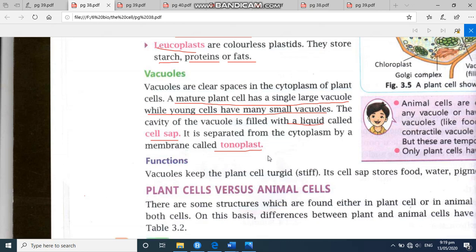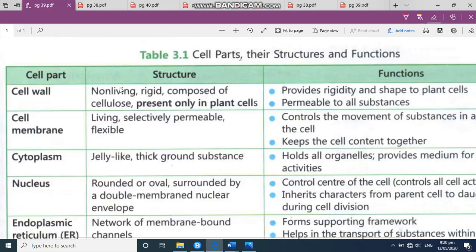And what is the function of the vacuoles? The function of the vacuole is to make the plant turgid, stiff. Its cell sap stores food, water and pigment. Now let's move to the next page, and this is a table with all the different parts of the cell.